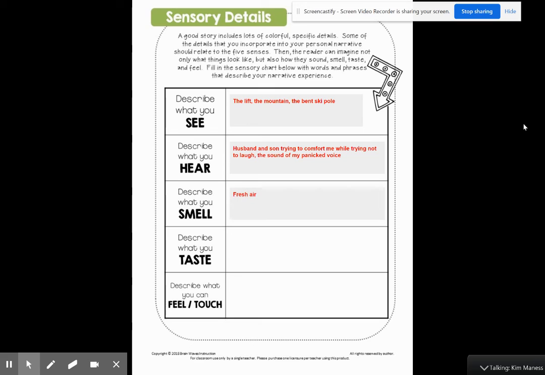What you smell: fresh air. I could have also put the smell of pine trees, and I think I probably will put that in there. Describe what you taste. I didn't really taste anything on this one. If I wanted to really include taste, I could talk about having a hot chocolate at the end, but I think I'm going to end it before I go into the lodge. I think I'm just going to end it when I get down to the bottom of the mountain. So I didn't really taste anything. You may find that one of these is completely blank as well. I'd like you to try to fill out at least four of them.